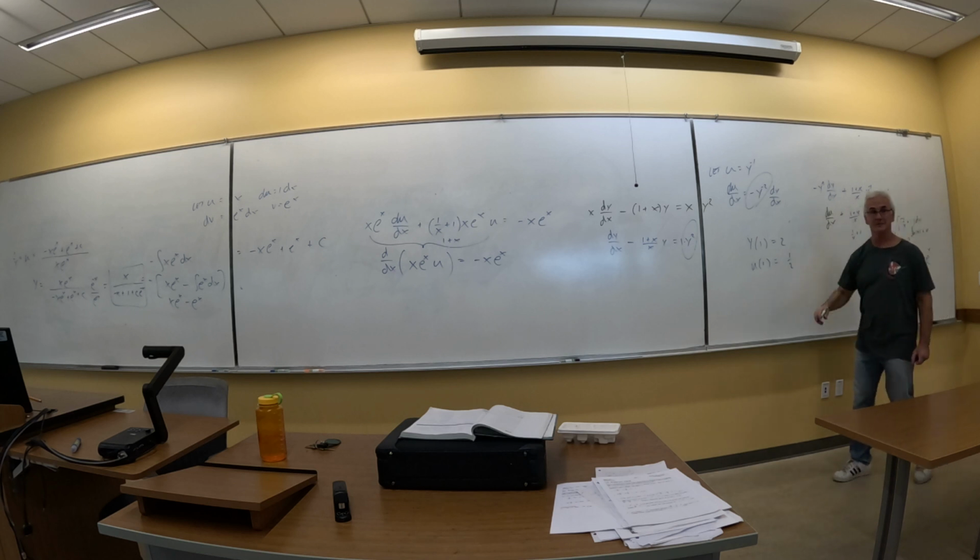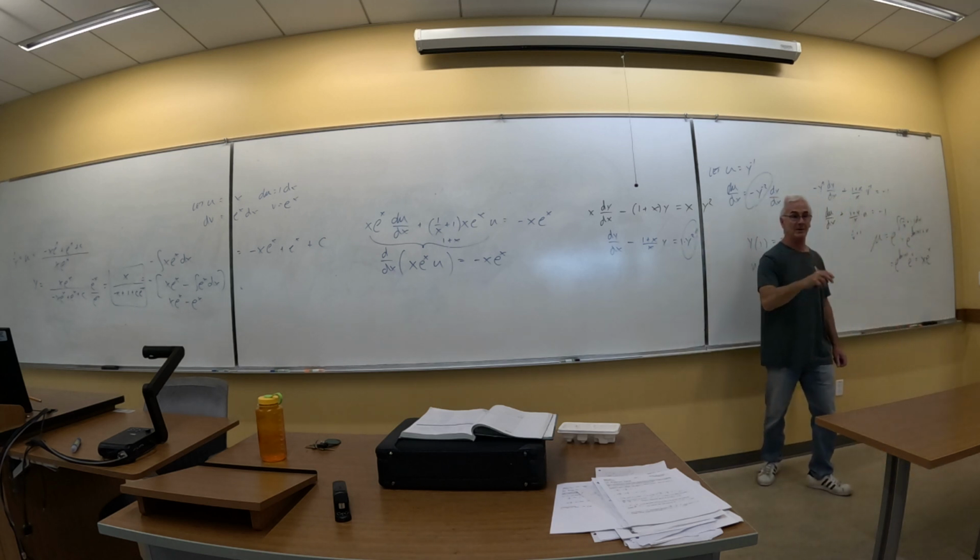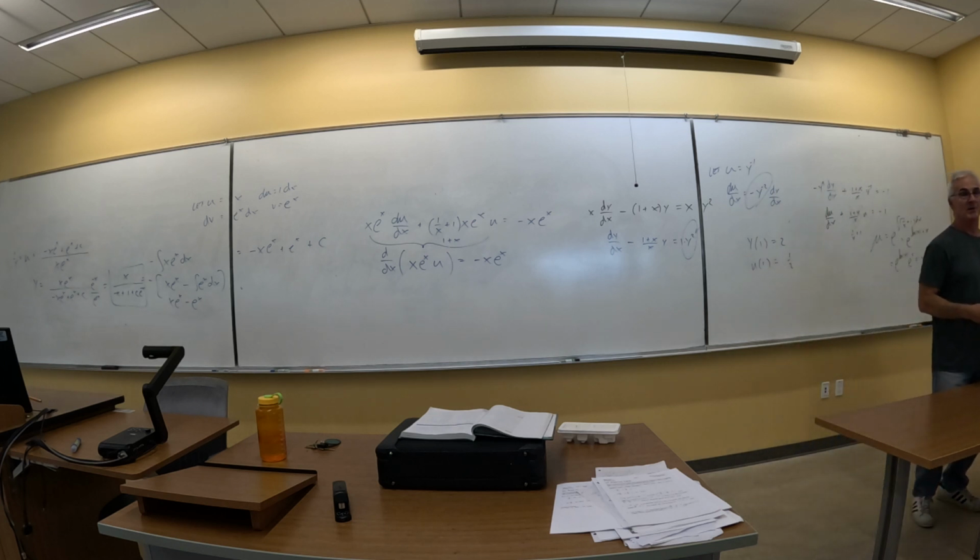It's Bernoulli because our f of x term is multiplied by a y to a power other than 1. Other than 1, really what it comes down to. So we have 2 substitutions: the polynomial substitution, and then we have the Bernoulli substitution.